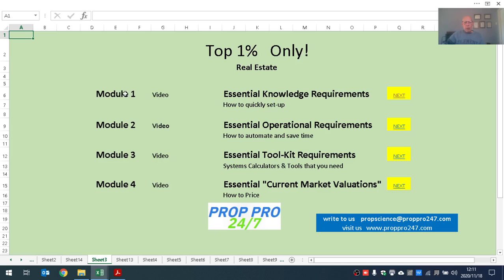Those are the knowledge requirements, Module 1. I certainly hope you've enjoyed, and I certainly hope you watch Module 2, which is our essential operational requirements, Module 3, the toolkit requirements, and Module 4, how to correctly value residential property.